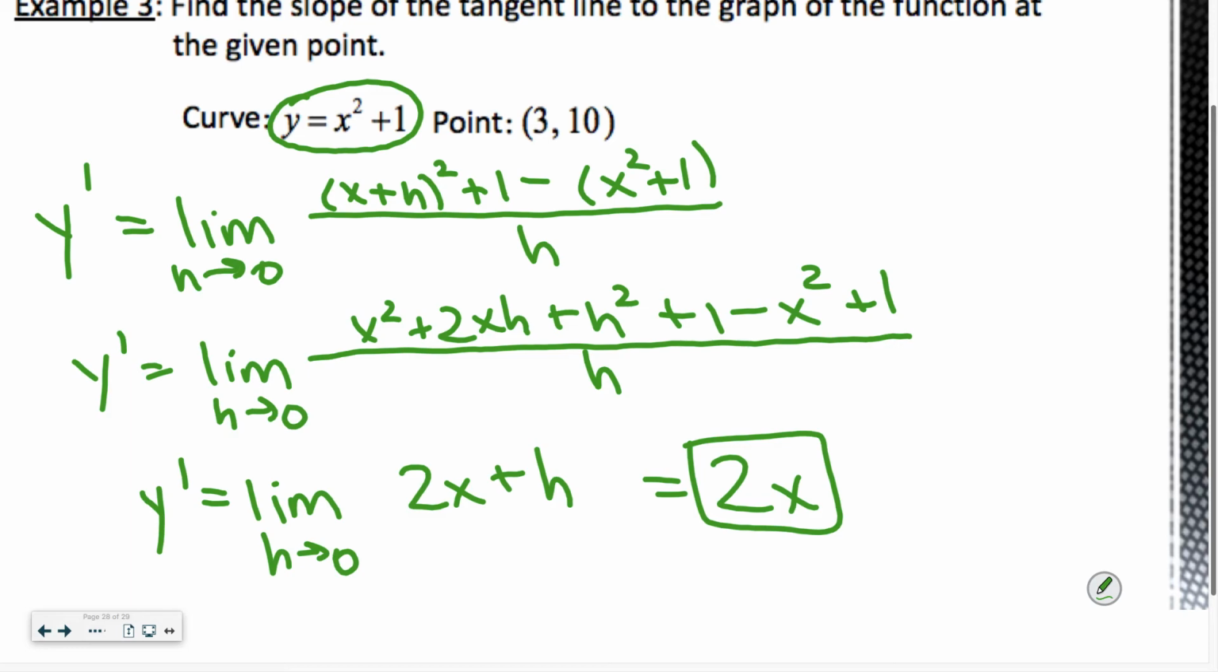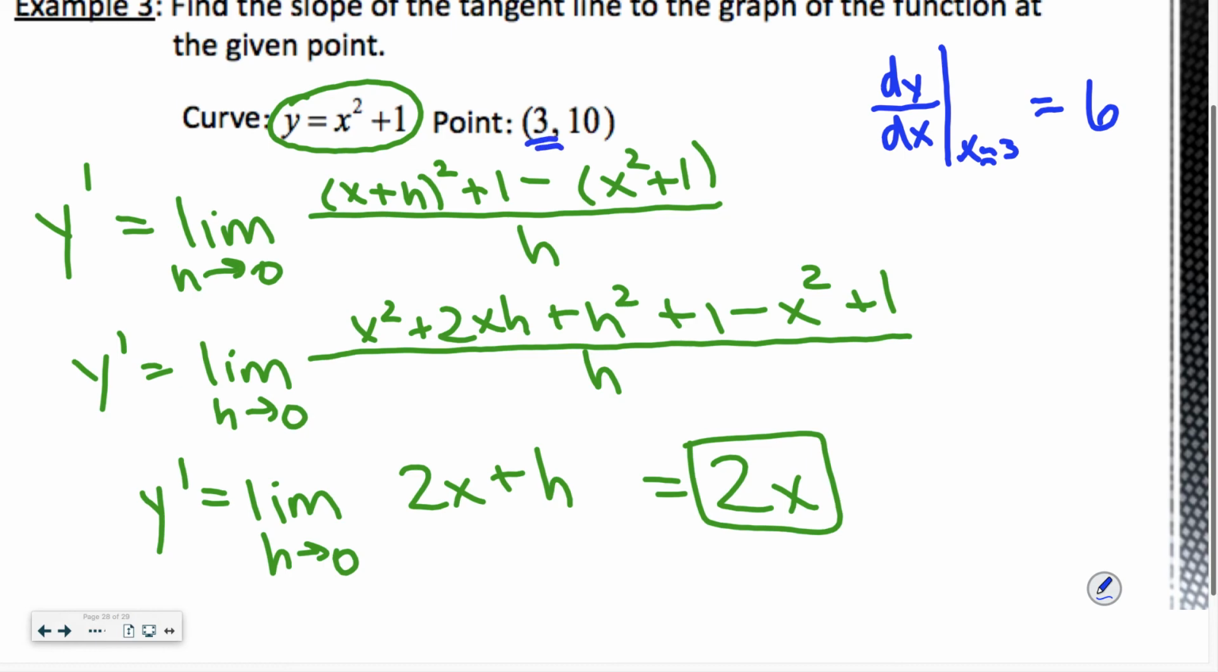You can do a couple different things. You can say dy dx evaluated at x equals 3. When we plug in 3, what do we get? 6. And what does 6 mean? It's the slope of the tangent line, right? Why did I plug in 3? Because that's the point we're working with, right?